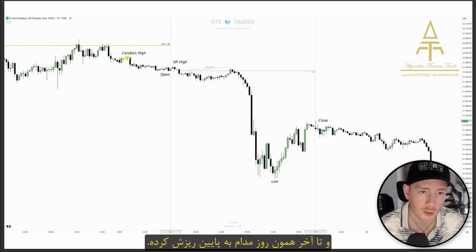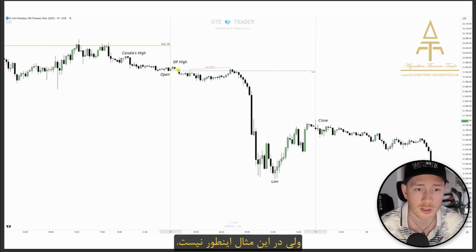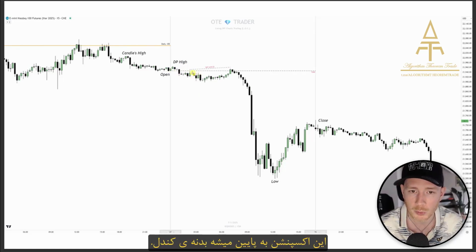There's a small little wick over here, and then it's just continued downside for the rest of the day. When you're using a daily profile, you want to see a clear manipulation above 12 a.m. EST, but it doesn't happen on this candlestick's example, right? That's why I picked this example specifically.